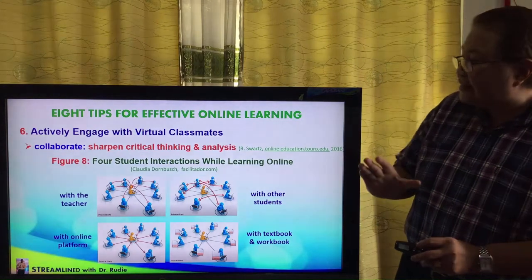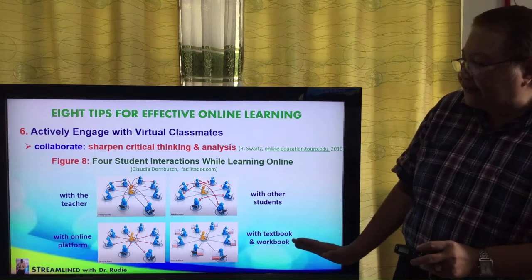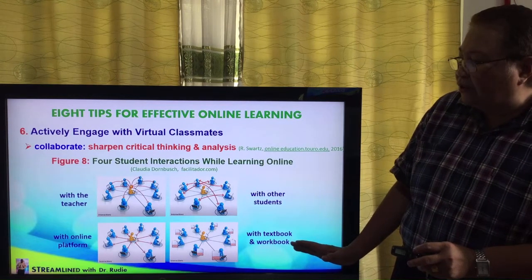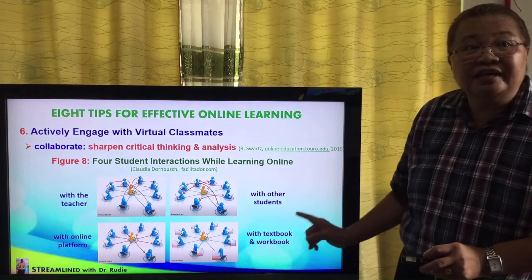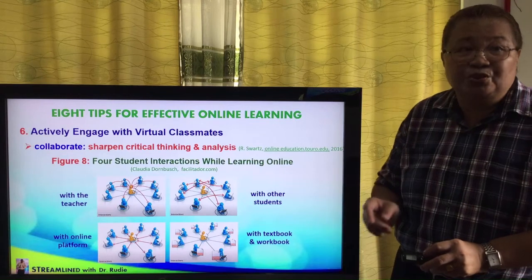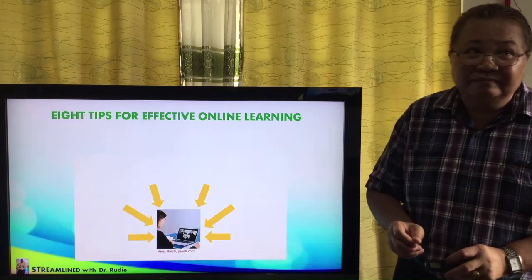So online learning is not only mainly interaction with the teacher and the workbook or textbooks, but it is also interaction with the online platform and more so interaction with other students. That's the collaborative nature of learning online.